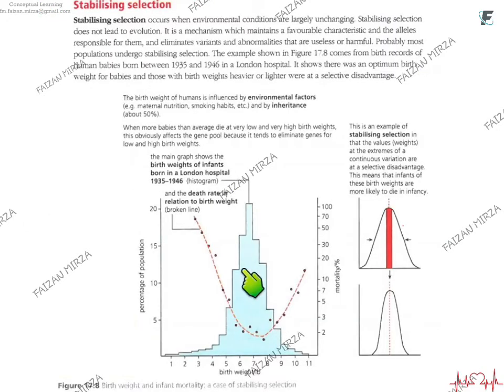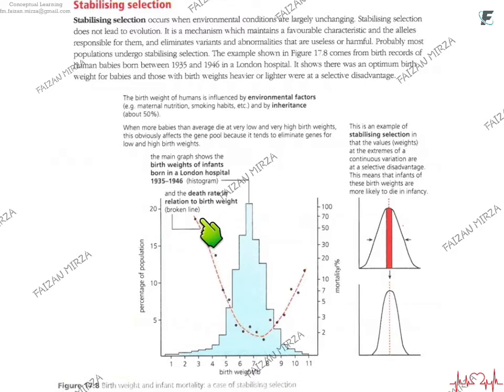In this example, you can see the percentage of population and the birth weight in kgs. The mean birth weight, the most common birth weight in which the percent of population falls, is the central value. It's also a bell-shaped curve, with the extremes very low in population. The central value is the highest one in the population, and if you convert it into mortality, this line shows you your mortality rate.